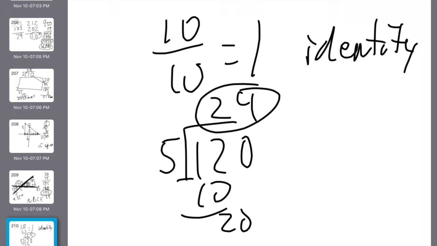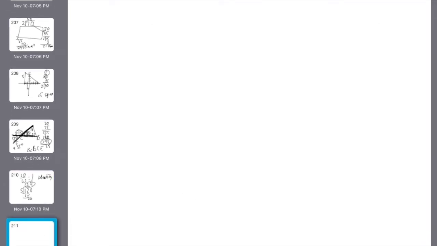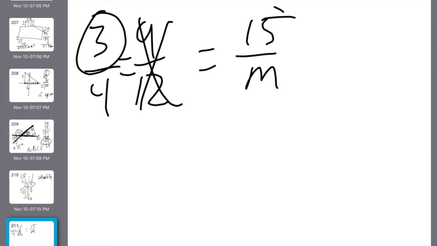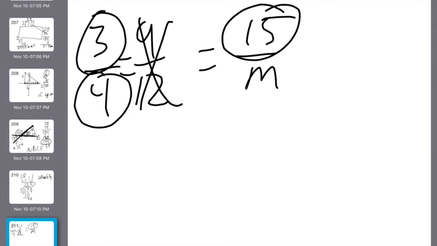Number 17. We got proportions from yesterday. I'm going to have 9/12 equals 15 over M. I'm going to reduce this by dividing by 3, guys. That reduces to 3/4. Now I look, how did I get from 3 to 15? Times 5. What's 4 times 5? M equals 20.